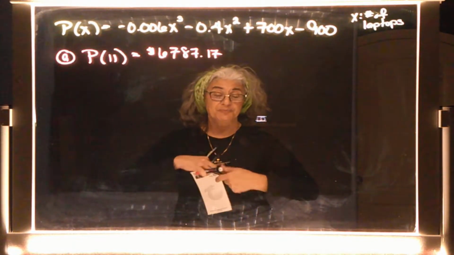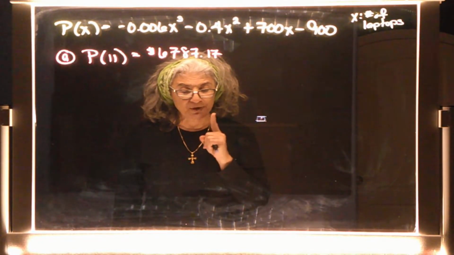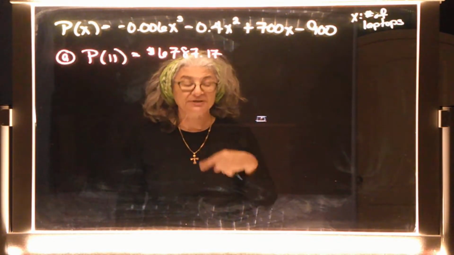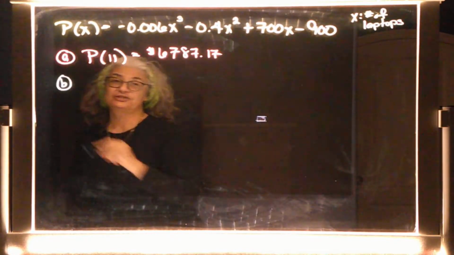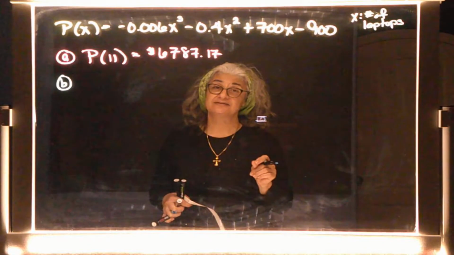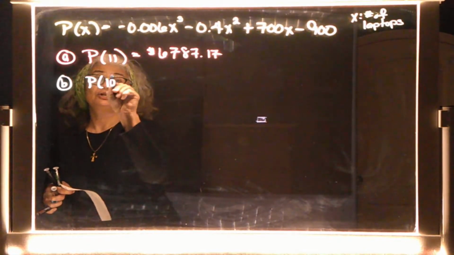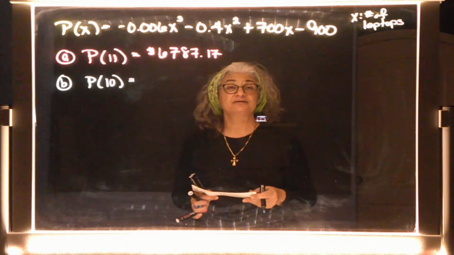Cool? All right. So let's get to part B. What does part B want to know? How much profit would be lost if production sales dropped to 10 laptops weekly? So what do you think you're going to have to do? Yeah, you're going to have to find the profit at 10 laptops. So you guys figure that out. I've already done my work. Let's see if we agree.